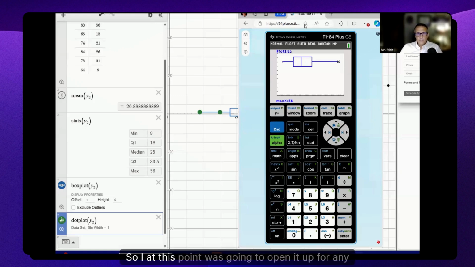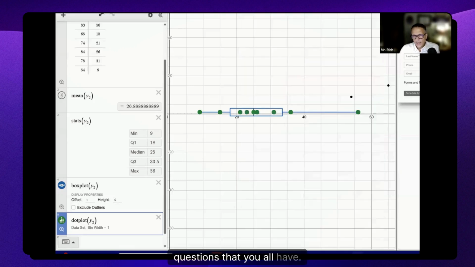Well, that about does it. At this point, I was going to open it up for any questions that you all have. I don't see any in there. Yes, I see a question, I'm assuming from AP Precalc. I sure will do that.